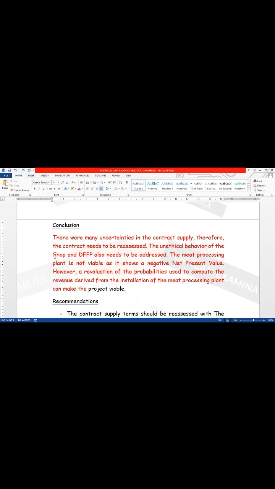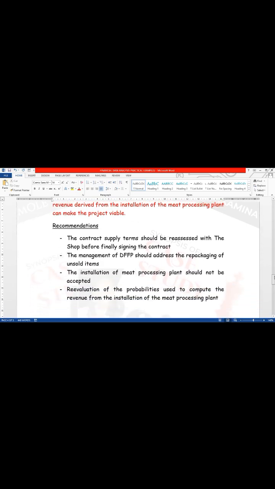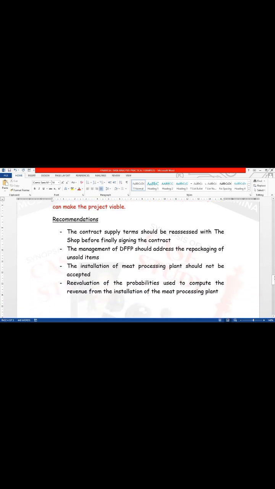The meat processing plant is not viable as it shows the negative net present value. However, a re-evaluation of the probabilities used to compute the revenue derived from the installation of the meat processing plant can make the project viable. So we're telling them that they should consider the probabilities. Probably it's the probabilities that are making the project not viable. So we're looking at both sides, the positive and the negative. And you give recommendations. So this is just an example. What do you recommend?